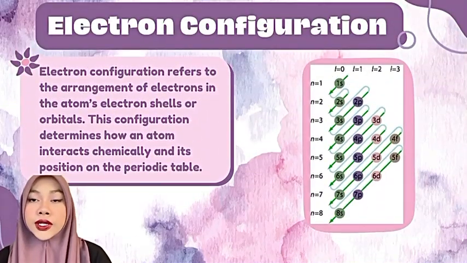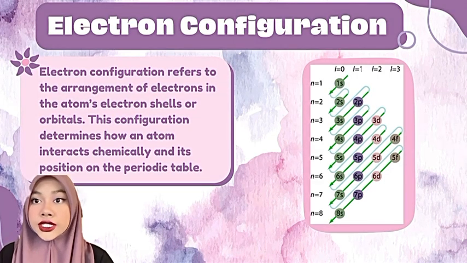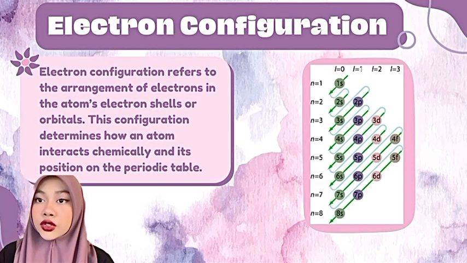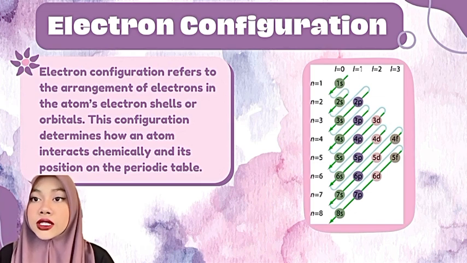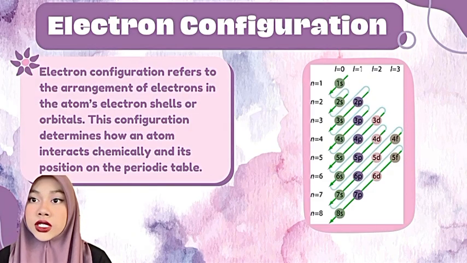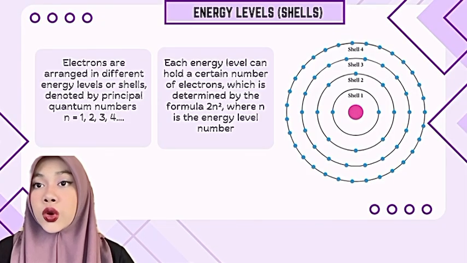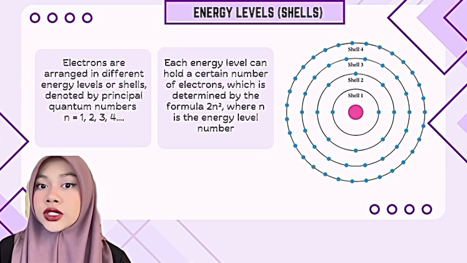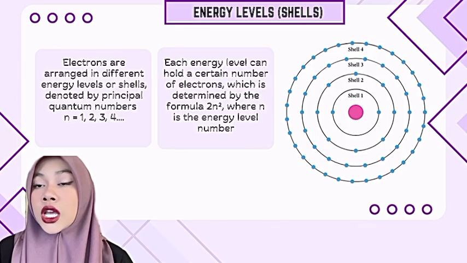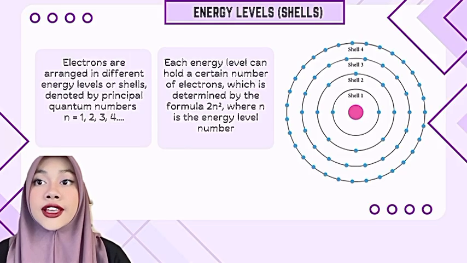We are going to learn about electron configurations. Electron configuration refers to the arrangement of electrons in atoms, in electron shells or orbitals. This configuration determines how atoms will react chemically and even tells the positions of the atoms in the periodic table. Each energy level can hold a certain number of electrons, which is determined by the formula 2n², where n refers to the energy level's number.